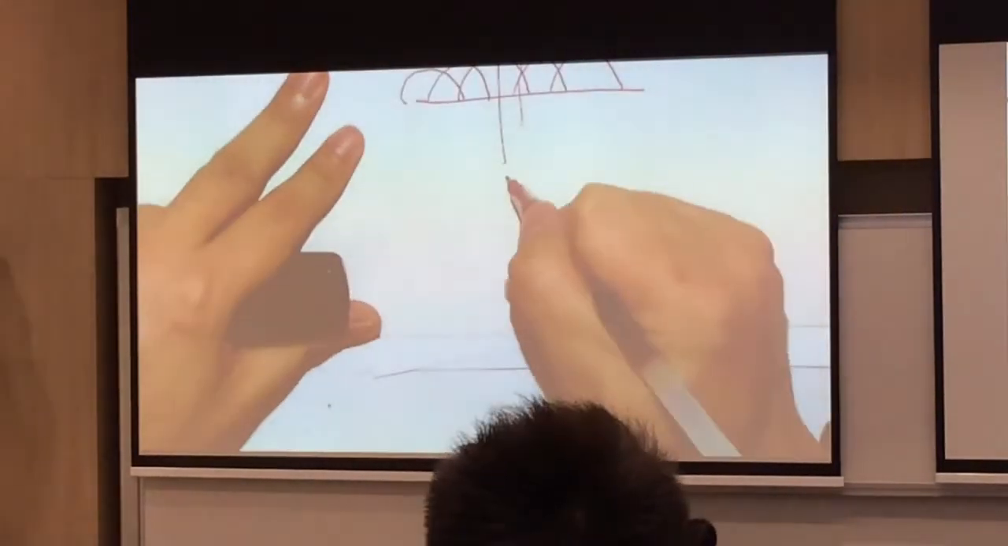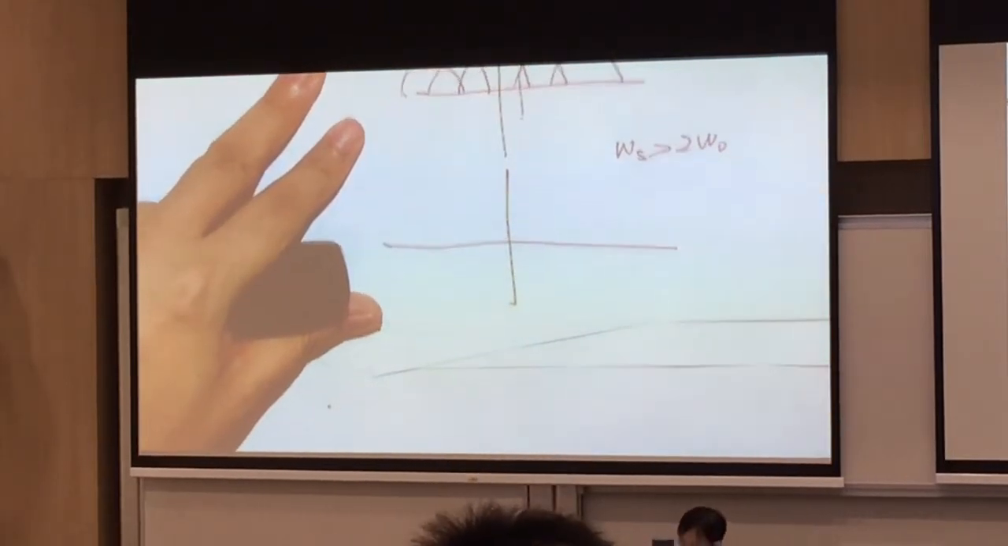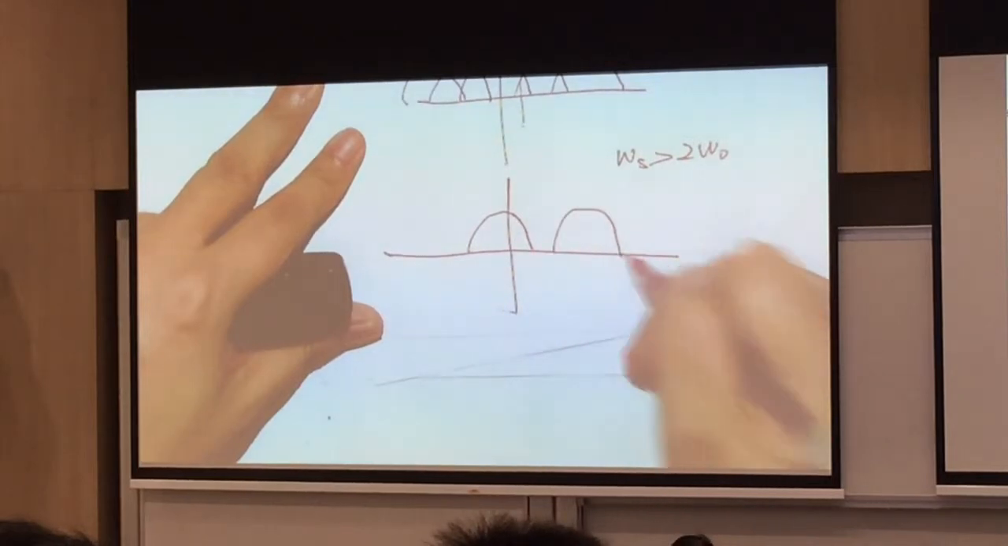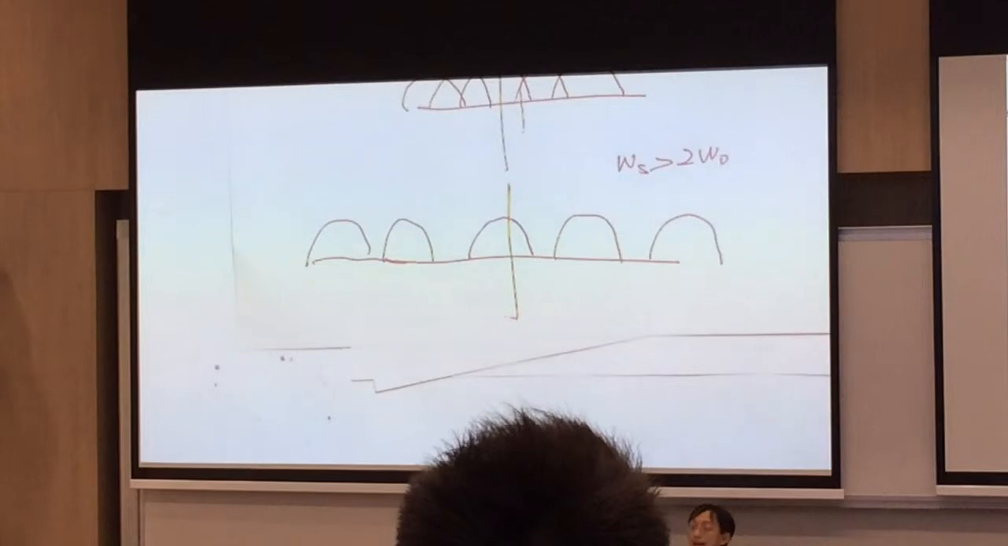And if your omega s is greater than 2 omega naught, then there will be no overlapping at all. There isn't any overlapping.